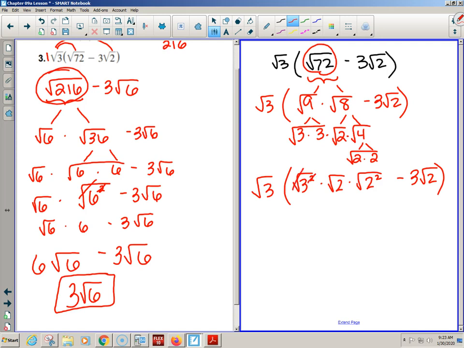Now, the 9 doesn't get to go free. But who he's the perfect square of does. So this 3 is going to come out in front. This 2 is going to come out in front. Anyone who's free can come in front, and anyone who's not is just going to stay underneath that radical.